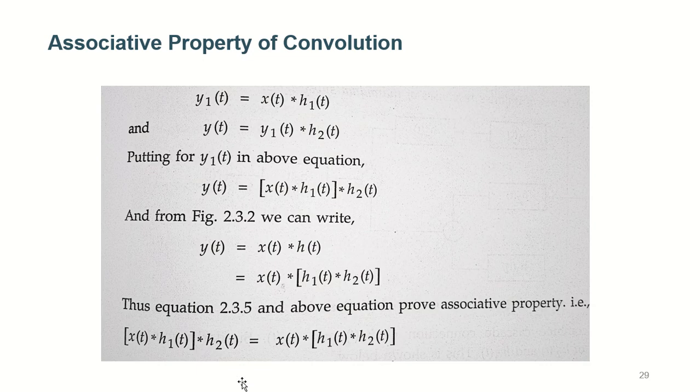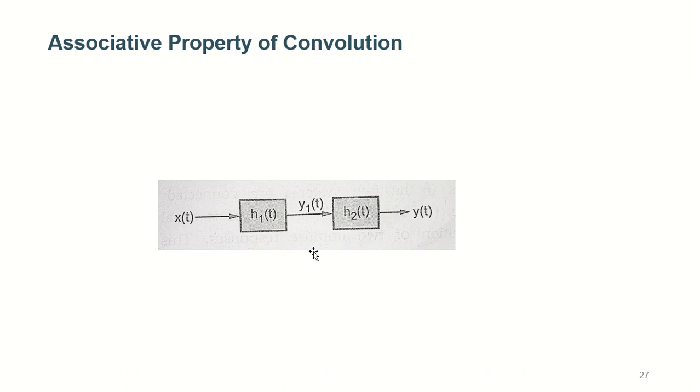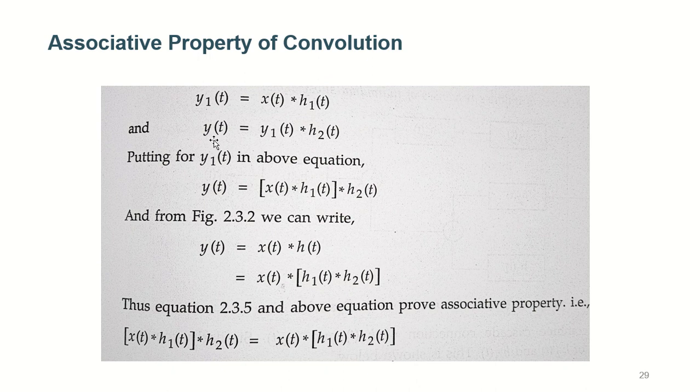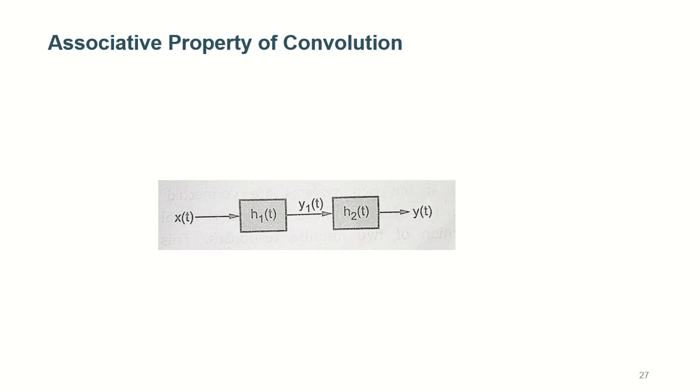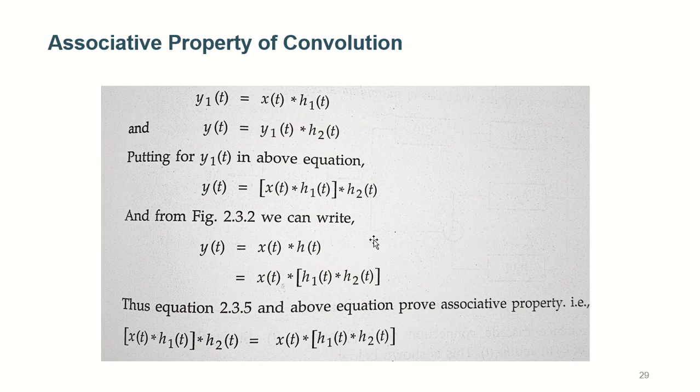Now as we have written that, we can also say that y1 of t will be equal to x of t convolution with h1 of t. See here, y1 of t will be x of t convolution with h1 of t, and y2 of t will be y1 of t convolution with h2 of t, right? So what will be the y of t? Y of t will be y1 of t convolution with h2 of t, right? So those will be the formulas of your y1 and y.